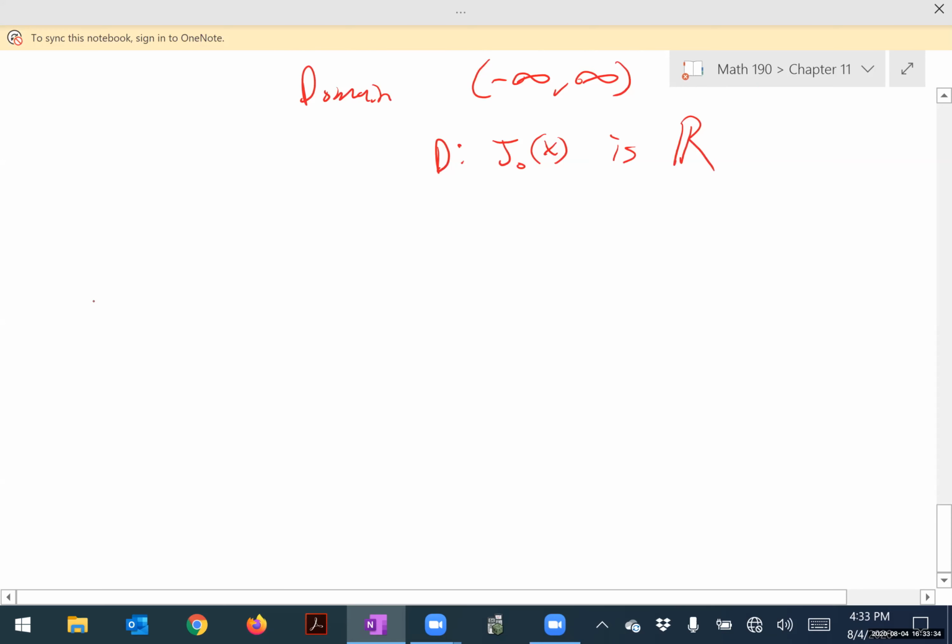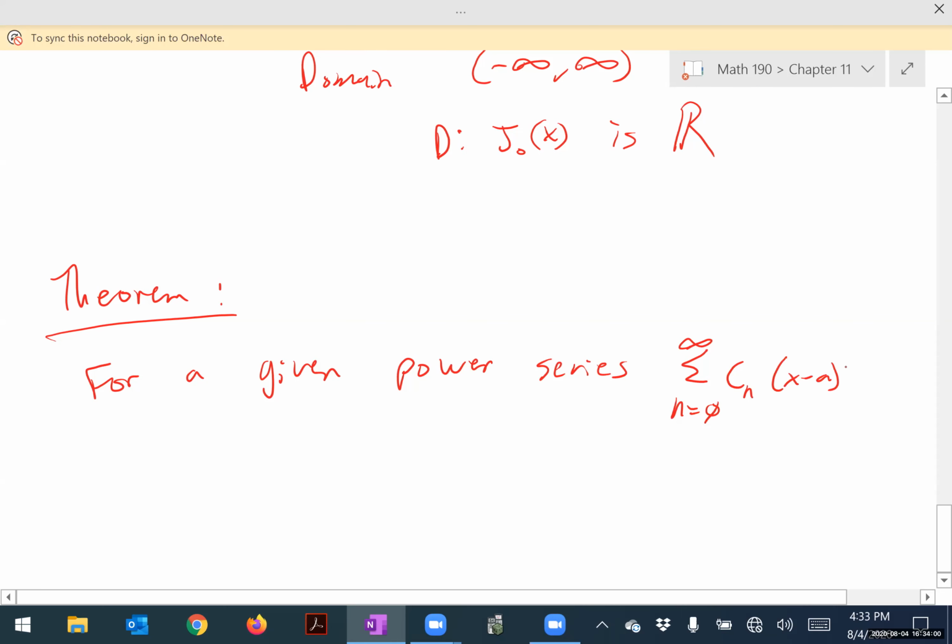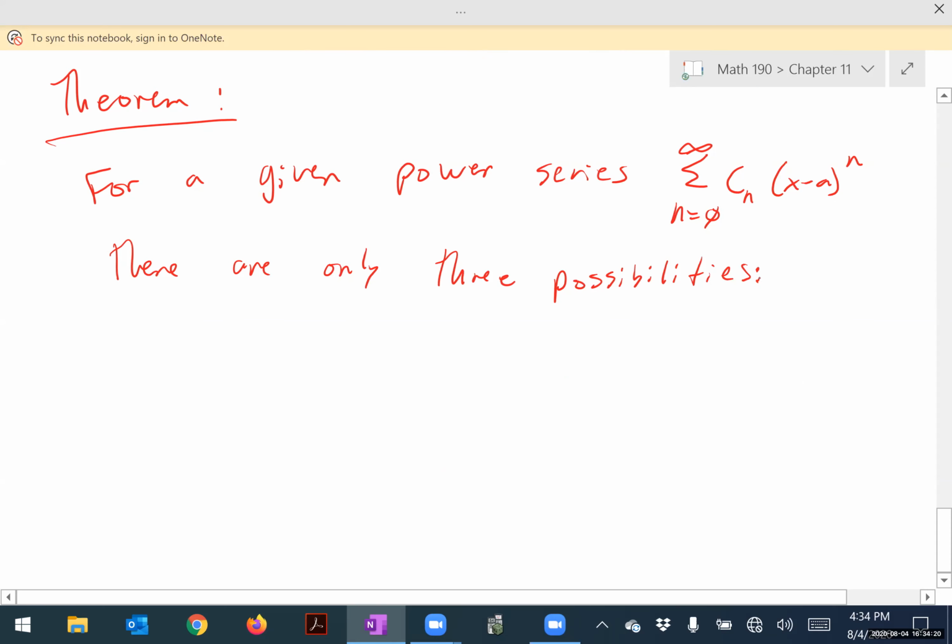Okay, let's look at the theorem here. For a given power series, the summation n equals 0 to infinity of c sub n times (x minus a) to the nth power, there are only 3 possibilities. What are those possibilities?